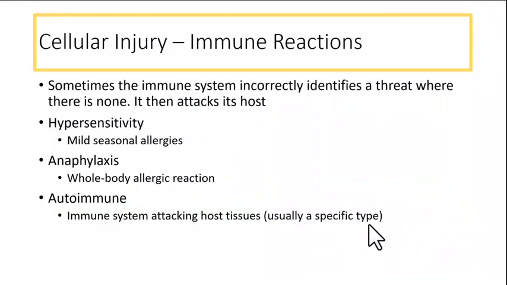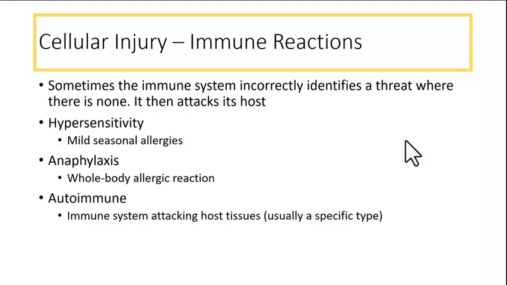Okay, next is going to be immune reactions. This is unfortunately a self-injuring thing. Sometimes the immune system incorrectly identifies a threat where there is none. It then attacks the host. There are three forms, which we're going to learn about. One is hypersensitivity. This is something that isn't actually an issue, such as dust or pollen. It's not actually hurting you, right? But the body, through a process we'll learn about, perceives this as a threat and ramps up its immune response. So that's a hypersensitivity reaction. Anaphylaxis is when this happens on a whole body systemic level, and that is significantly dangerous. We're going to learn about that too.